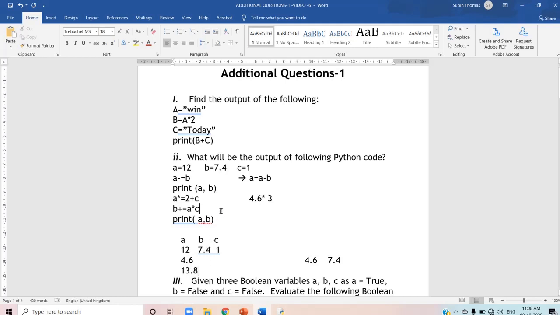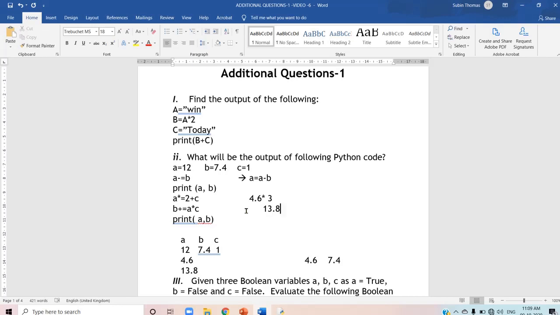And see the next line. The next line is again an augmented operator and the multiplication operator. Augmented has the least precedence, so I will calculate the multiplication first. A into C. The execution of the previous line is over, so I can take the new value of A. New value of A is 13.8. C is 1 itself. So 13.8 into 1 will give me the answer 13.8.